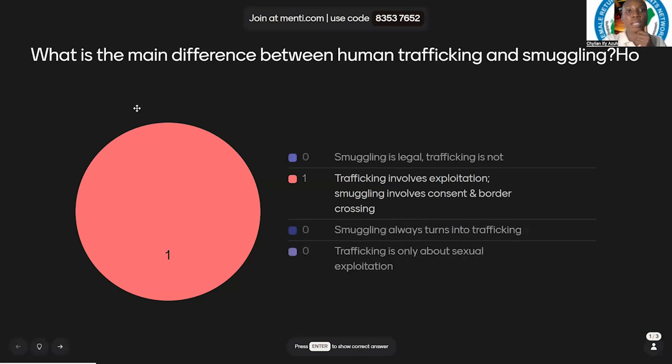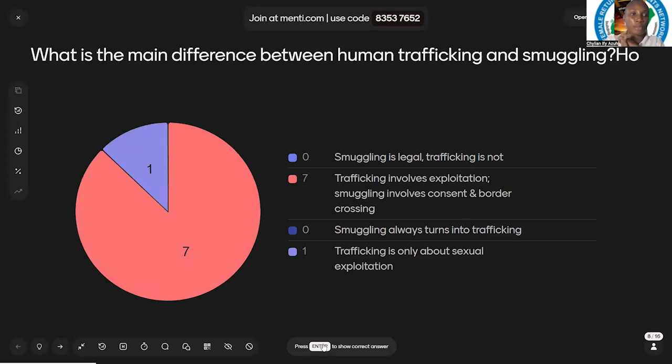The first question says, what is the main difference between human trafficking and human smuggling? That's the one Hayab gave us information on. So please, responses are coming in. We have only 7 responses and we have over 30 persons on the platform.